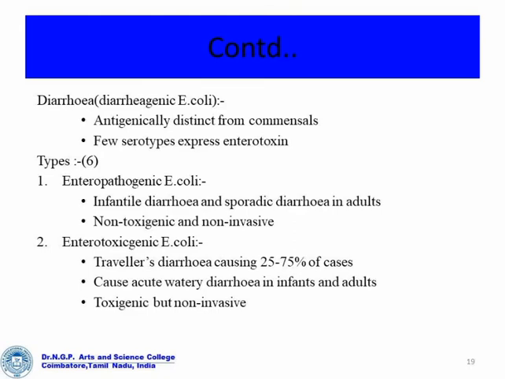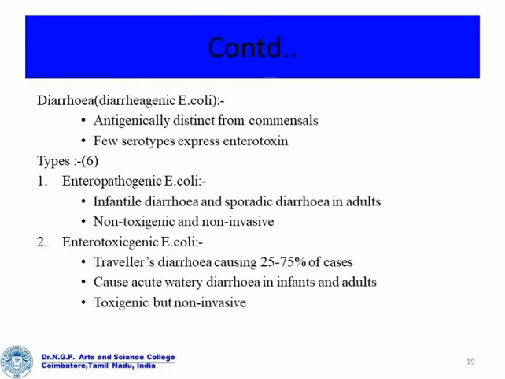Diarrheagenic E. coli are antigenically distinct from the commensals. Only a few serotypes which express enterotoxin or other virulence mechanisms can cause diarrhea. There are six types of diarrheagenic E. coli. First one is the enteropathogenic E. coli. It frequently causes infantile diarrhea and occasionally causes sporadic diarrhea in adults. And it is non-toxigenic and non-invasive.